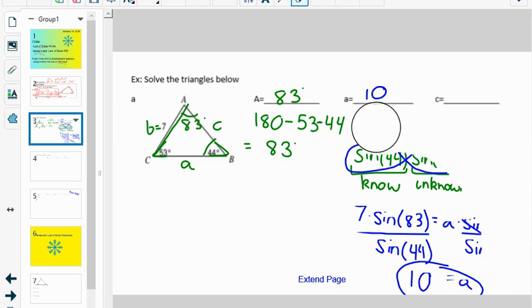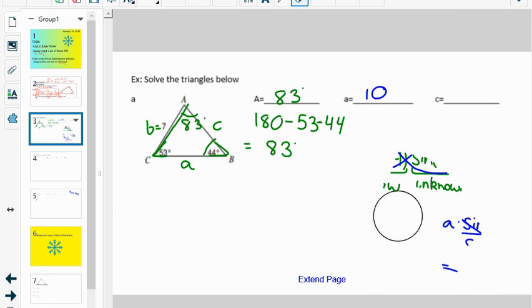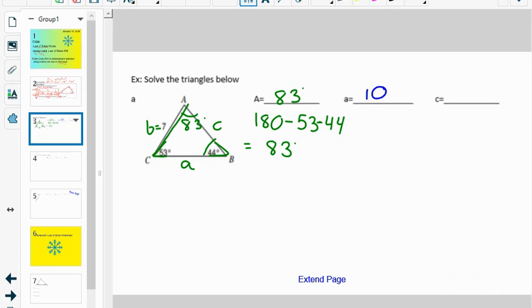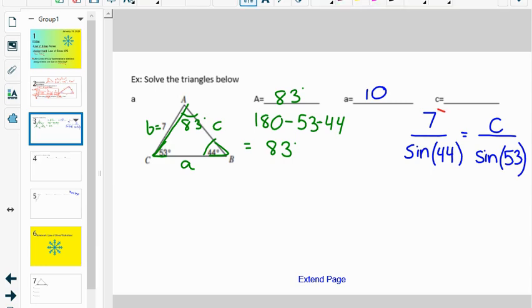I'm going to erase this so I can have room for C. All right, now to find the last side. Again, we're not dealing with a right triangle, so we have to use the law of sines. Start with what you know. You know side B and angle B equals. Now what we don't know is side C. We know angle C though. They gave us that, it's 53 degrees. So the angle's at the bottom, the side is on the top. Now I've got this set up, we're going to cross multiply and solve.